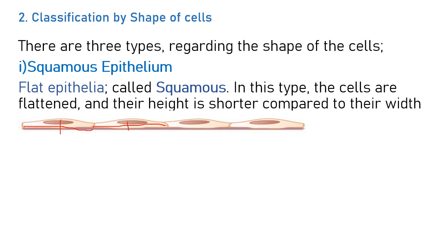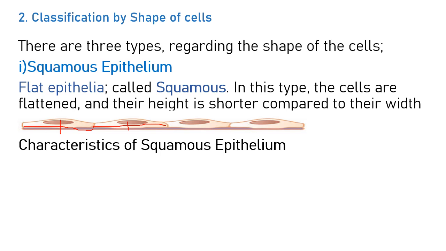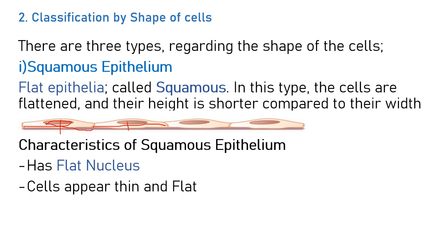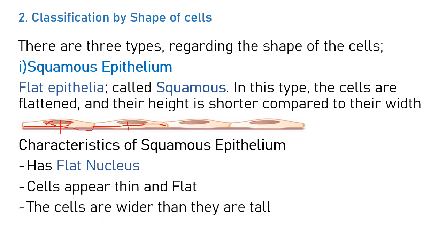All right, so some of the characteristics now, the characteristics of squamous epithelia or flat epithelia, you call it squamous. Number one, it has a flat nucleus. So please take note of these characteristics. Number one, it has flat epithelia, as you can see there, because of the shape of the cell. Even the nucleus itself will be flat. Then the cells appear thin and flat, like I have said, because their cytoplasm actually forms a thin layer. Then the third characteristic is that the cells are wider than they are tall.